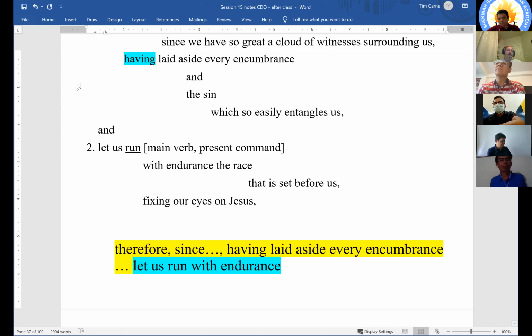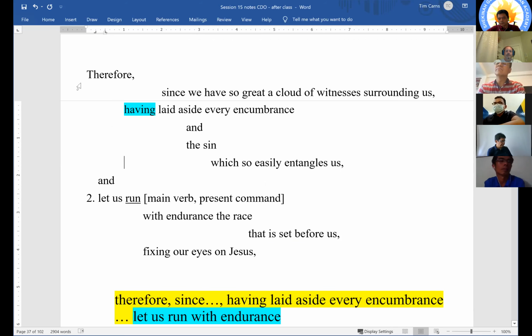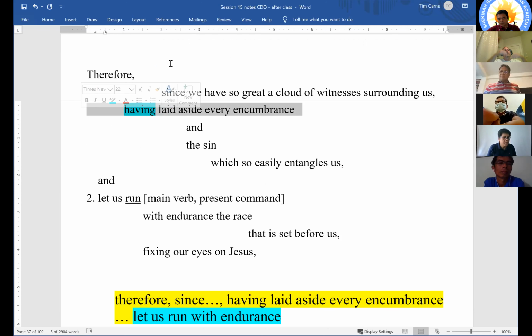All right. And this passage is one I've commonly seen missed when it's preached. It's often preached as two commands. But this having laid aside is not a command. It's a participle, which means it's modifying, it's subordinate to, it's supporting another verb in the sentence. And in this case, the main verb we actually find is not in verse 1, it's in verse 2: let us run.